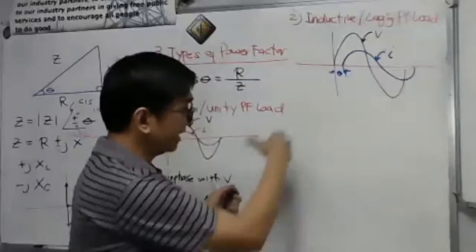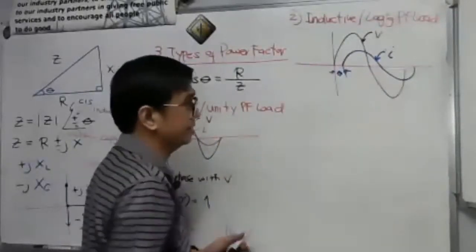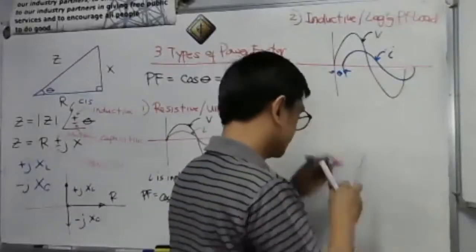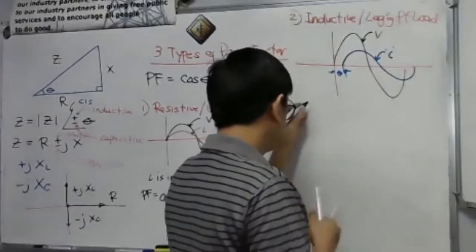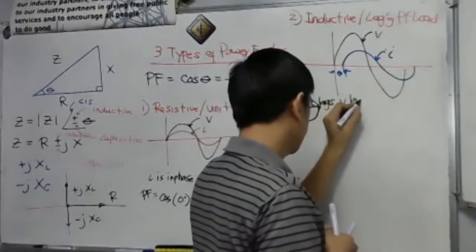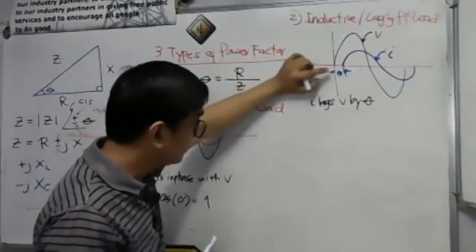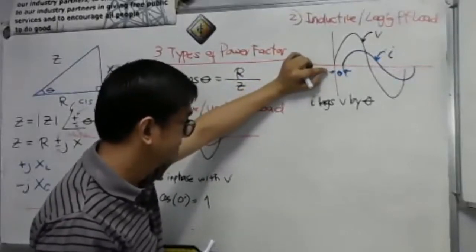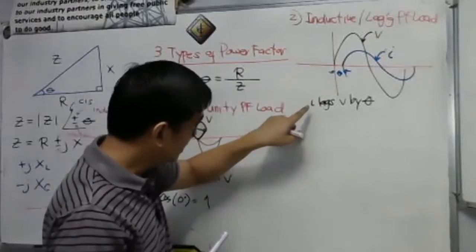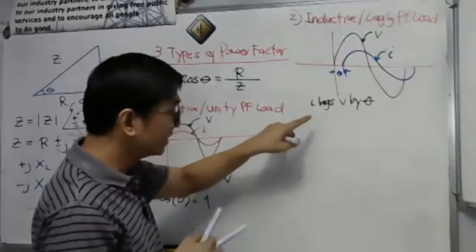Okay? So there is already an angle here, let's say 30 degrees, 45 degrees. As we read this, this is I. I lags V by theta. Let's remember that, okay? I lags V by theta. Sir, when is the current lagging? When is it leading?